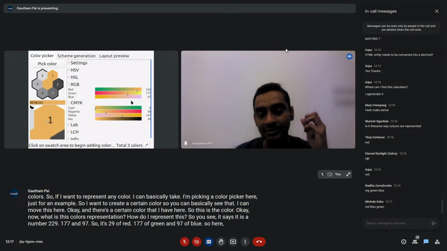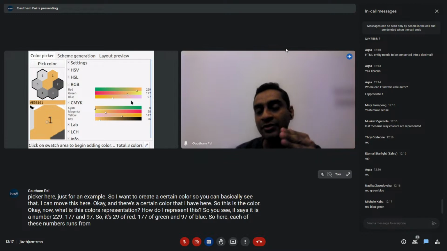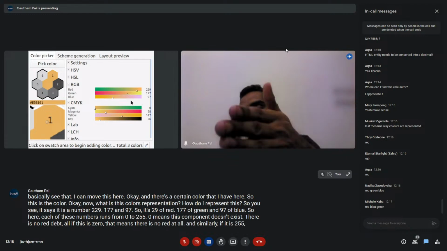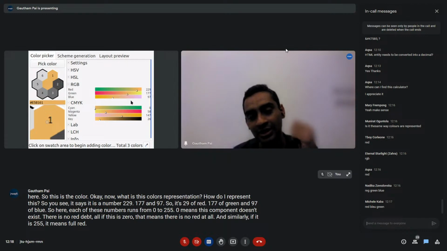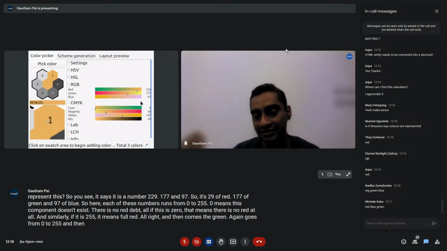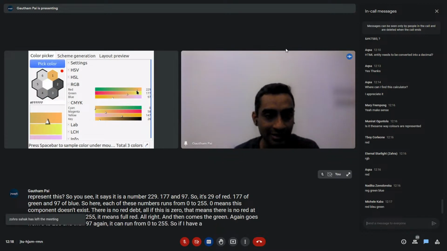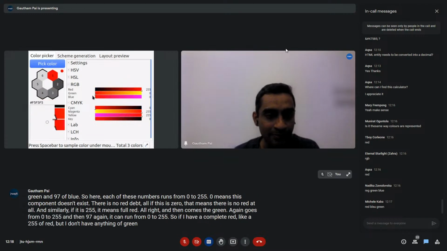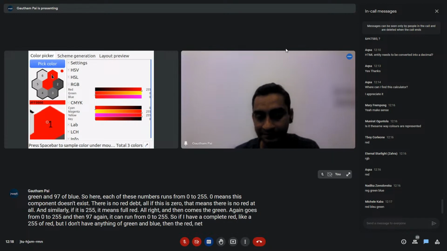Here each of these numbers runs from 0 to 255. 0 means this component doesn't exist. If this is 0, that means there is no red at all. And similarly, if it is 255, it means full red. Then comes the green, again going from 0 to 255, and then 97 for blue, again it can run from 0 to 255. So if I have a complete red, 255 of red, but nothing of green and blue, then the net color is red.